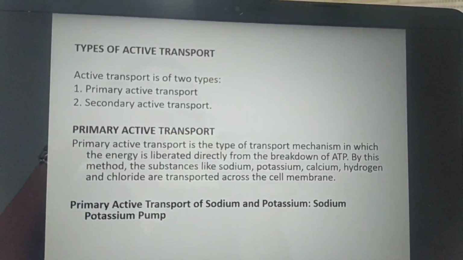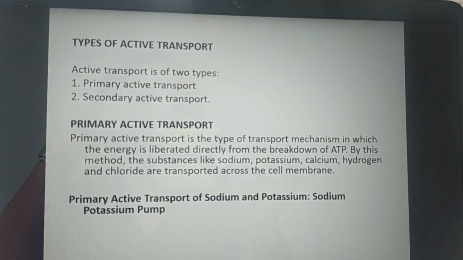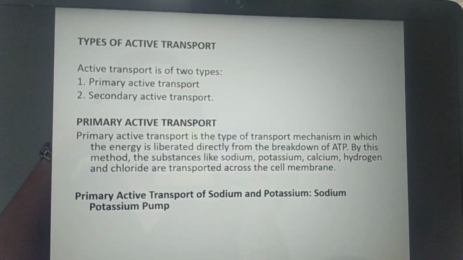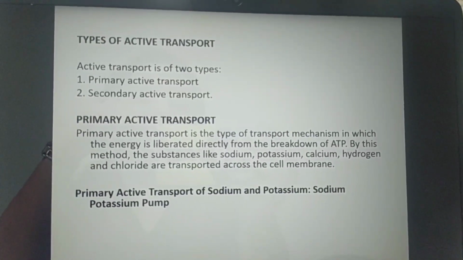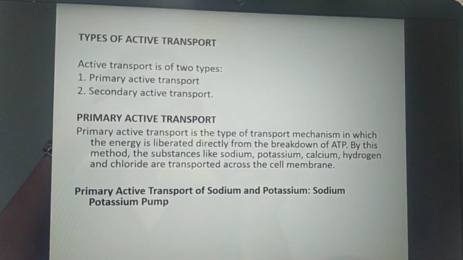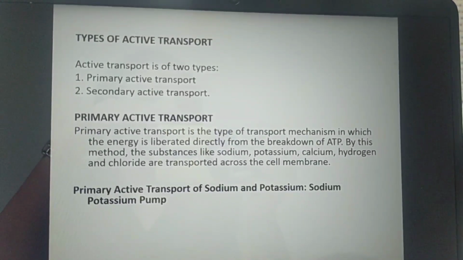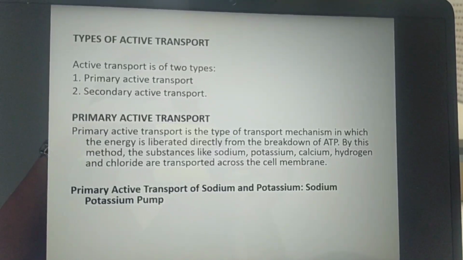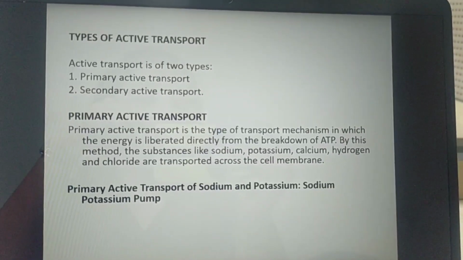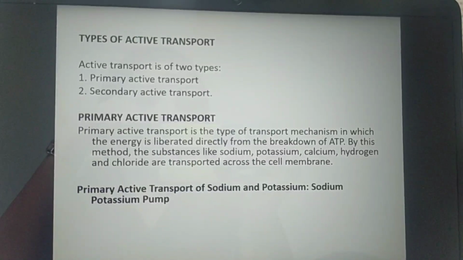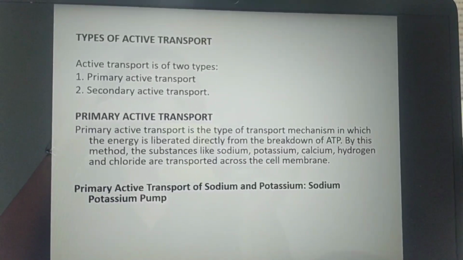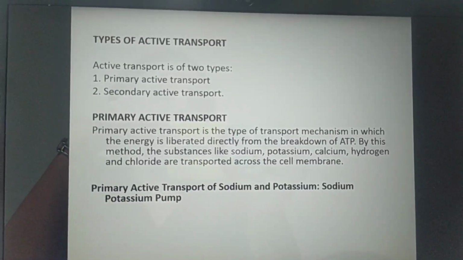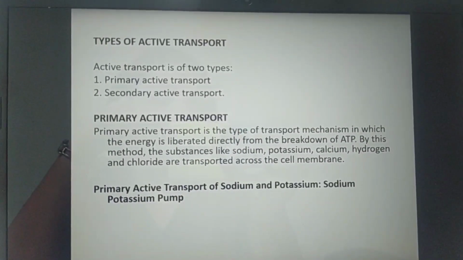Now we'll talk about the types of active transport. Active transport is of two types. First is primary active transport and second is secondary active transport. Primary active transport is the type of transport mechanism in which the energy is liberated directly from the breakdown of ATP. By this method, substances like sodium, potassium, calcium, hydrogen, and chloride are transported across the cell membrane.